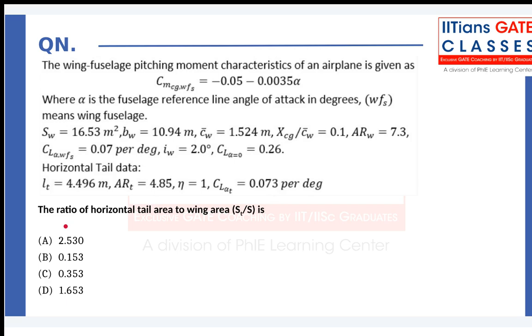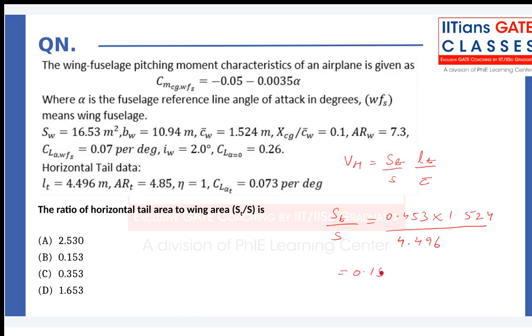So let's just write down the VH formula. It's very well known. You have ST upon S, LT upon C bar. We have VH, we have LT, we have C bar. So ST upon S is 0.453. We just found that, into 1.24 is C bar and LT is 4.496, and you get 0.153. That is the right answer. Okay. Next question.